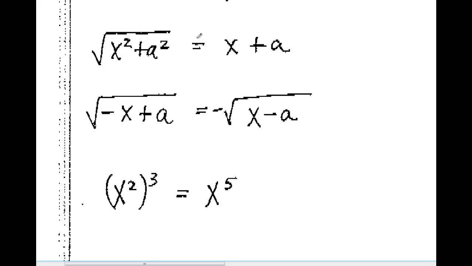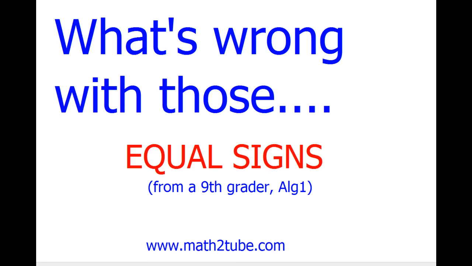All right, part 2 of the same word problems here. So here's what's wrong with those equal signs. This is from a 9th grader.